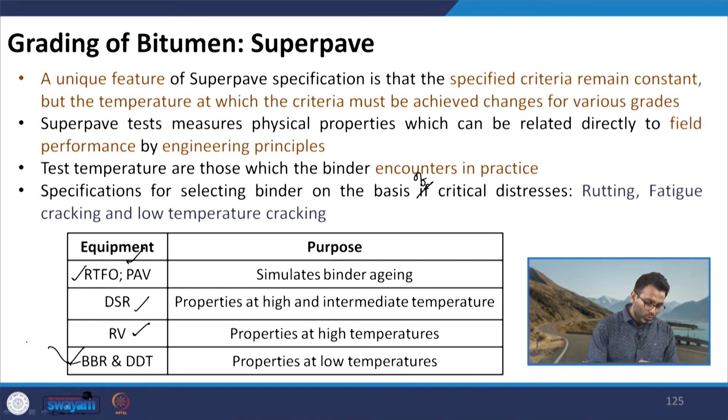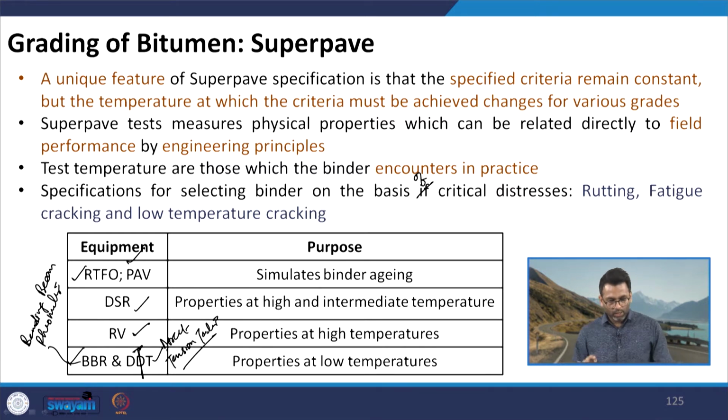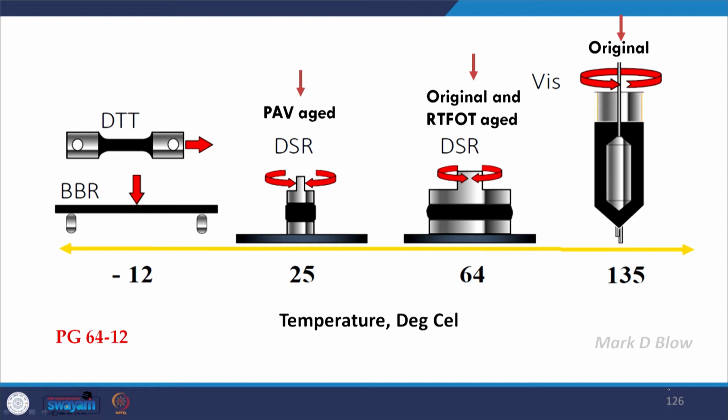This is maybe a new term for us now. I am sorry for this, this should be the direct tension tester. So, this is the direct tension tester, and it is used to assess the performance at lower temperature and to evaluate the resistance of the bitumen to thermal cracking. Okay.